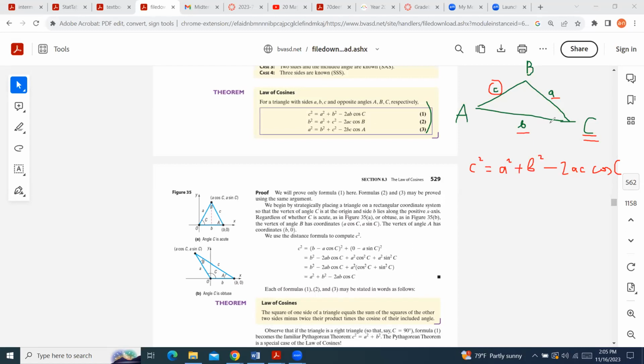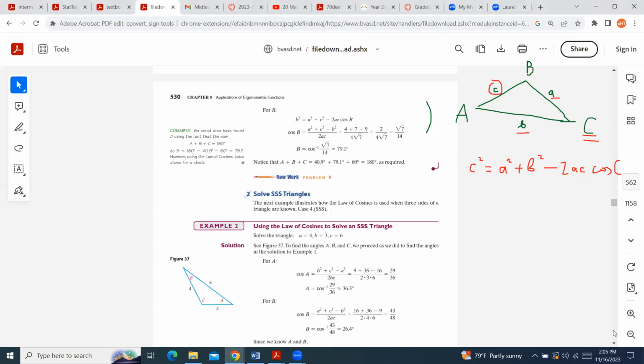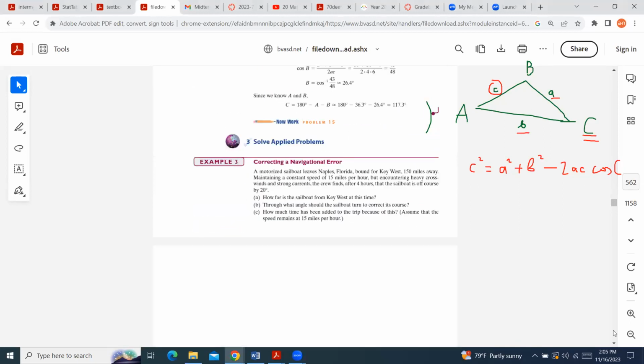So you have the opposite angle to the side, and that opposite side you can find. And technically, it doesn't matter if you call them A, B, C, or any other letters, it's still going to be the same idea. And I want to illustrate this by taking a problem and doing it for you.